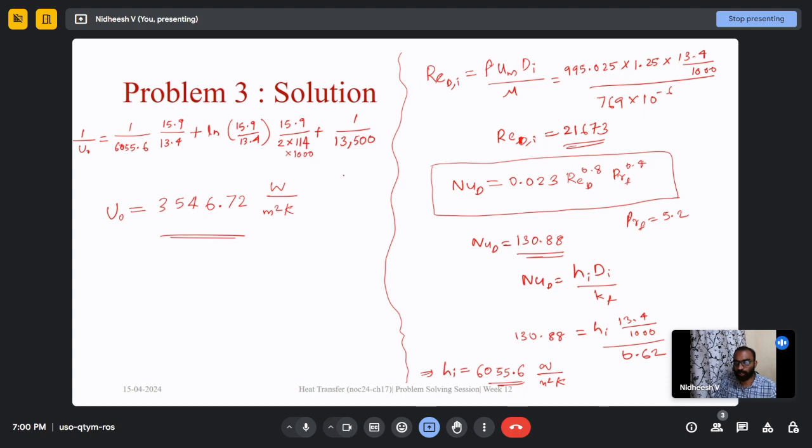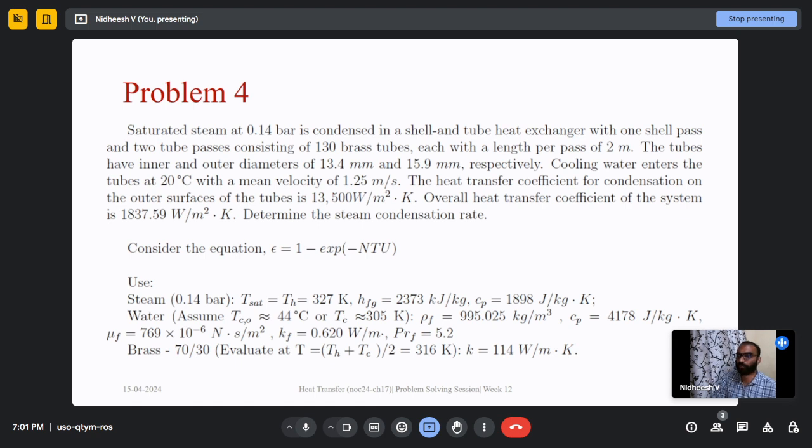The answer that I have in my answer book, you can check this answer. I'm not sure if it is correct or not. You can substitute these values and check this answer. Okay. With that, let me move on to the next problem for today. That is problem 4.